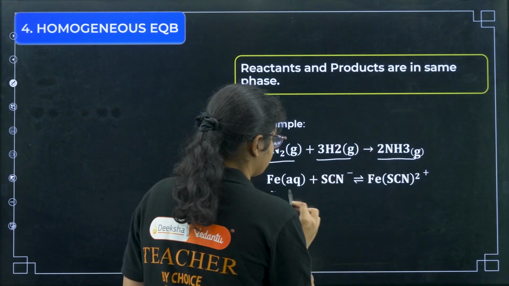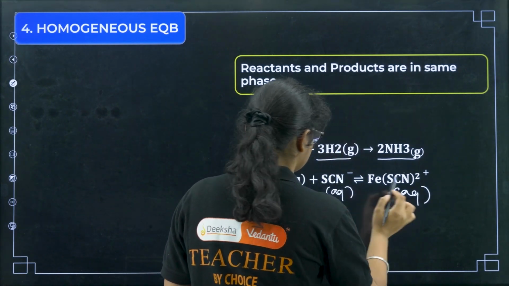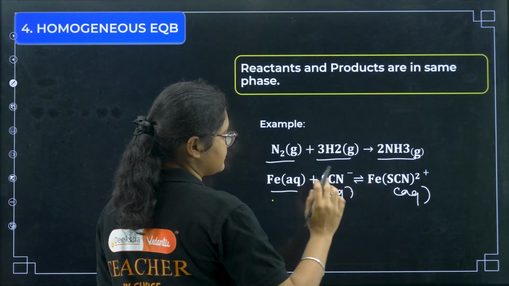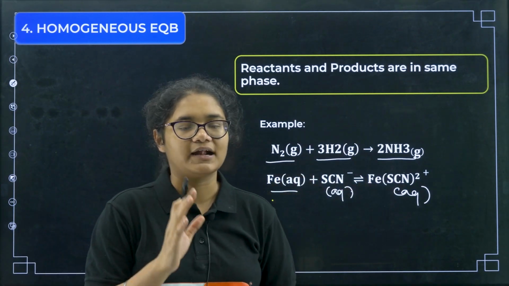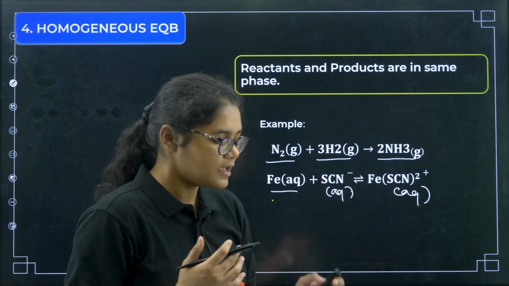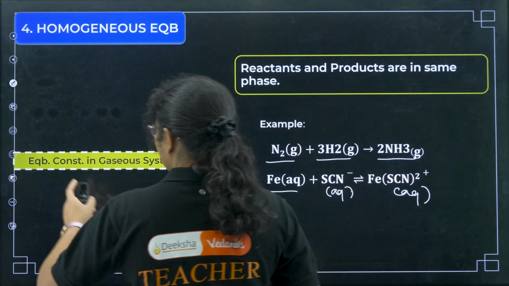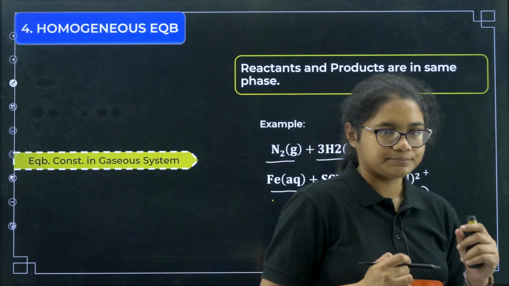Similarly, you can see here Fe, this is also aqueous and this is also aqueous, right? So this tells you that all the reactants and products are in the aqueous phase, and that is why this is an example of homogeneous equilibrium. Now what happens if the reaction is in the gaseous phase? Then how do we write the equilibrium constant?